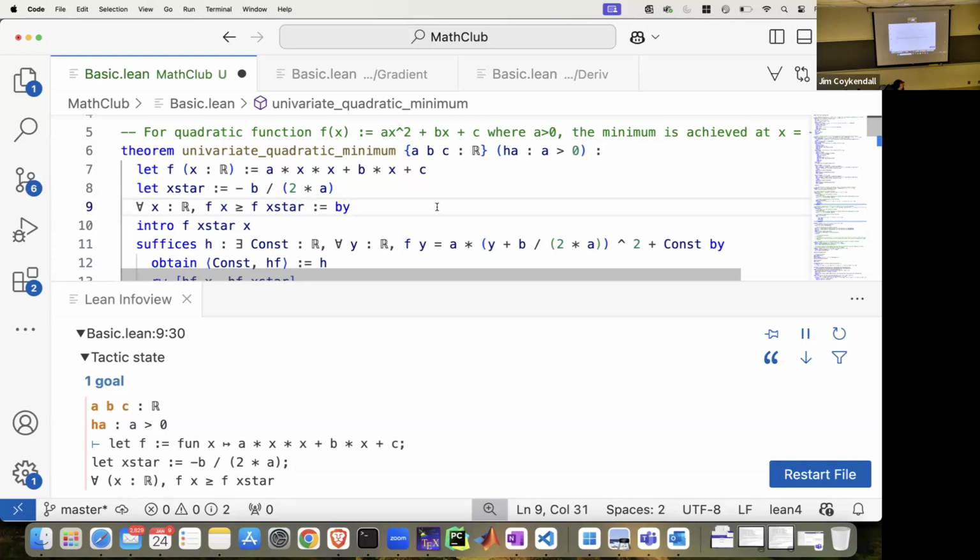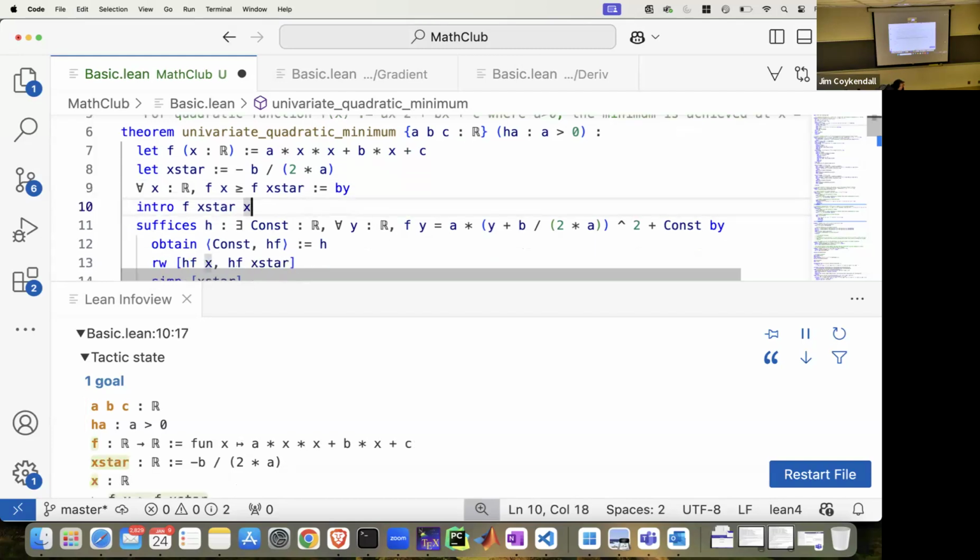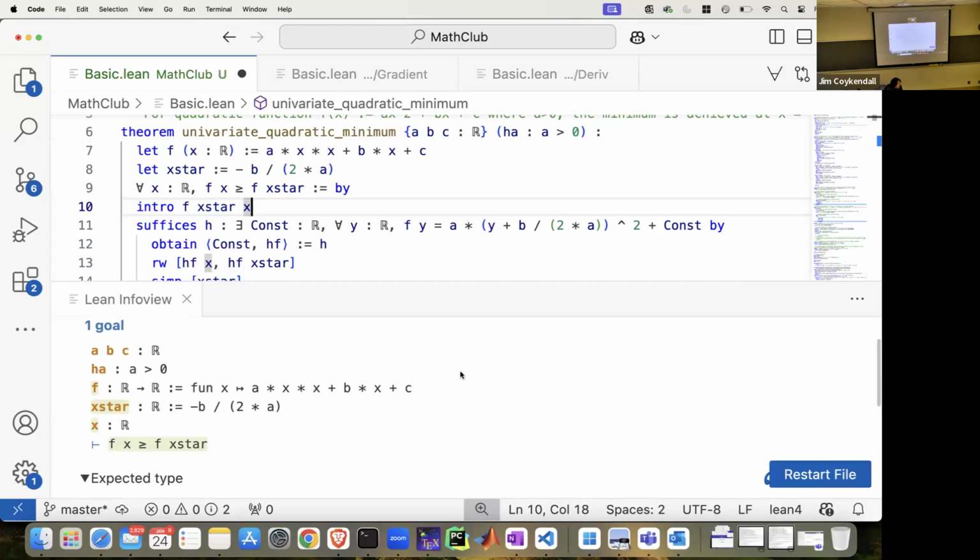The proof I'm given is the following. I'm going to introduce the function f, introduce the x star, and introduce the x. So currently, this is the status of whatever we have in play, and the conditions are the following. We have A, B, and C that are real numbers. We have an assumption that A is greater than 0. Let me move this around.